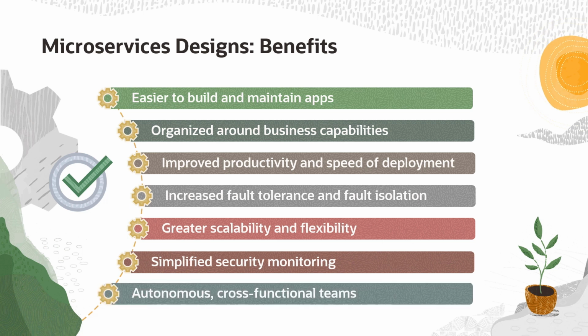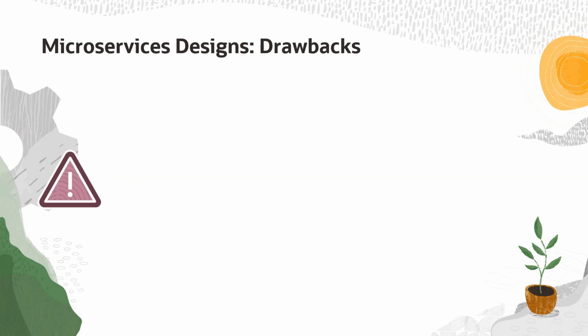Autonomous cross-functional teams. Specific microservices can be assigned to specific development teams, which allows them to focus solely on one service or feature. This means teams can work autonomously without worrying what's going on with the rest of the application. Let's take a look at some of the drawbacks of microservices design.